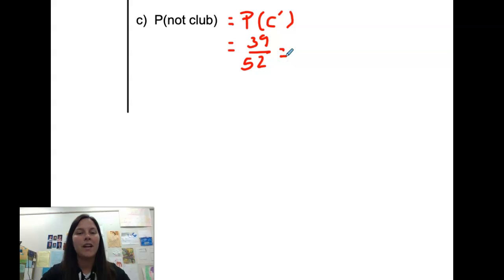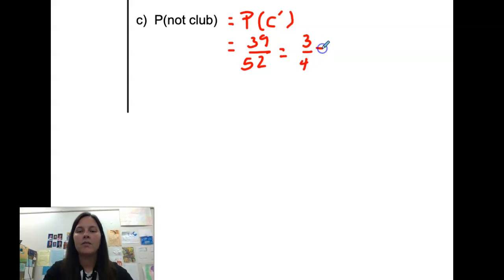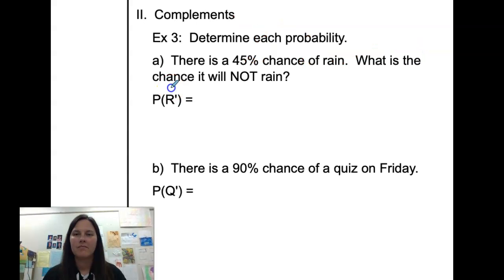This does simplify. I can divide each of those numbers by 13 and I get 3 out of 4. Hopefully you know how to divide 3/4. Think quarters. 3/4 is 75 cents or 75%. And the last one, we're going to look at some more complements.